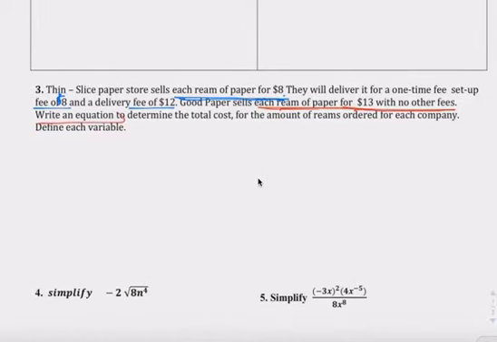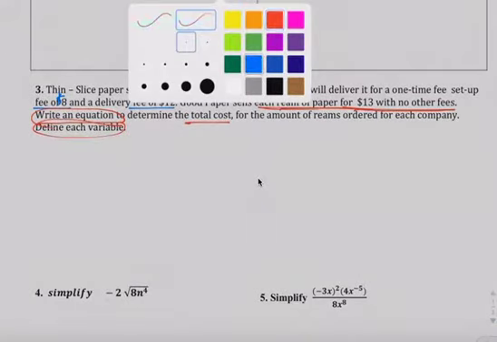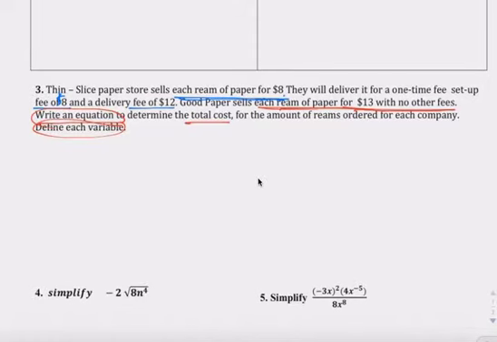Write an equation to determine the total cost. T is going to be total cost because we're determining it, and the amount of reams ordered for each company. Define each variable. The first company charges $8 for each ream. We don't know how many reams of paper people buy, so we'll put $8 times the number of reams people order, plus a setup fee of $8, plus a delivery of $12. That equals their total cost for Thin Slice.